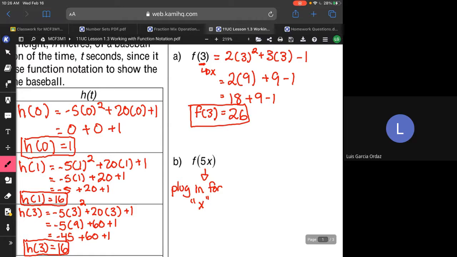So I got to plug the 5x in for x. So 2 times 5x to the power of 2 plus 3 times 5x minus 1. So who can tell me what 5x to the power of 2, what would that give me?